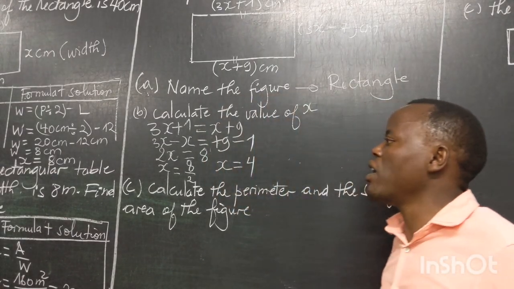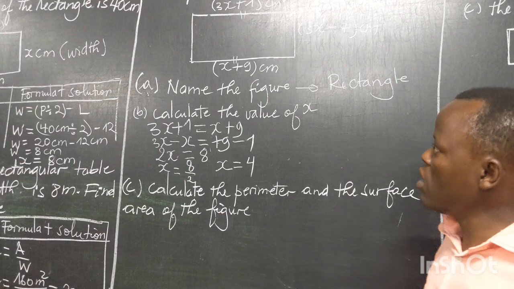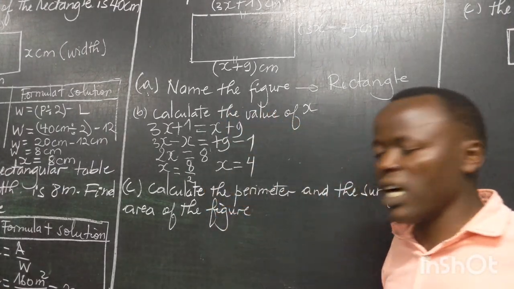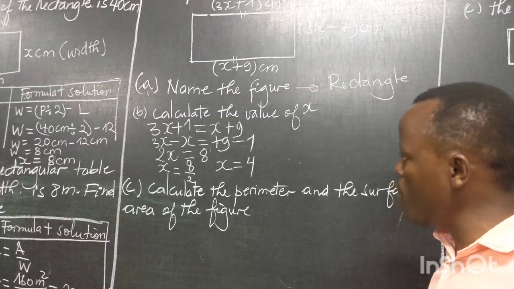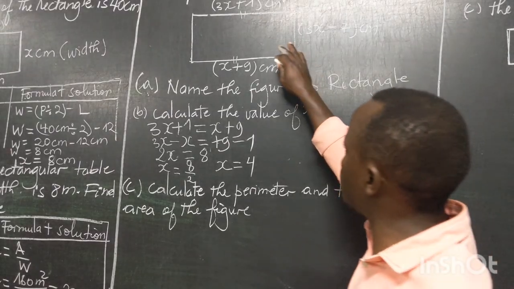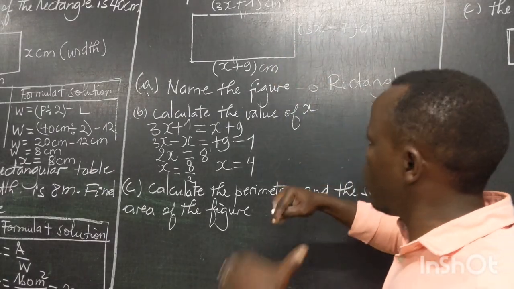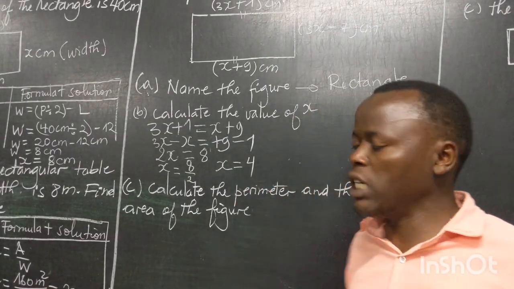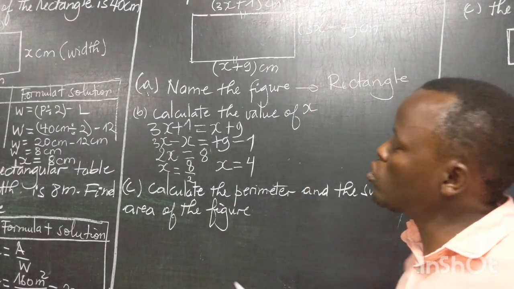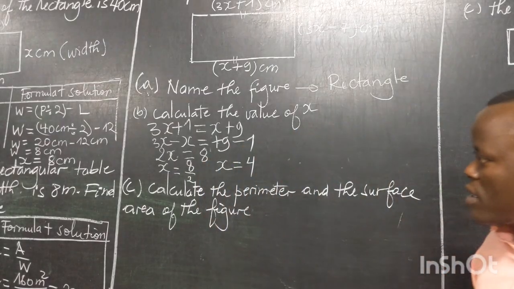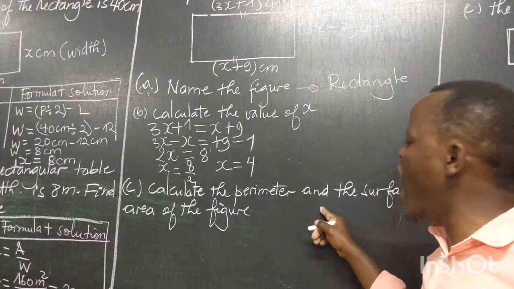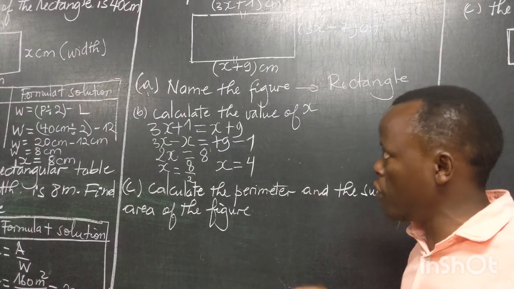This is what they were asking: calculate the value of x. So x is equal to 4. Remember that we are in centimeters, but we will use them later. Then we go to sub-question C, which asks: calculate the perimeter and the area of the field.